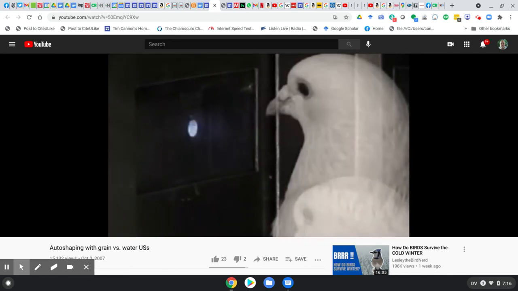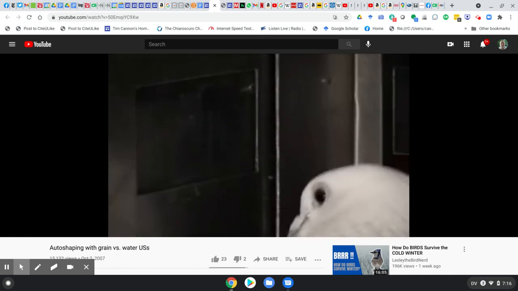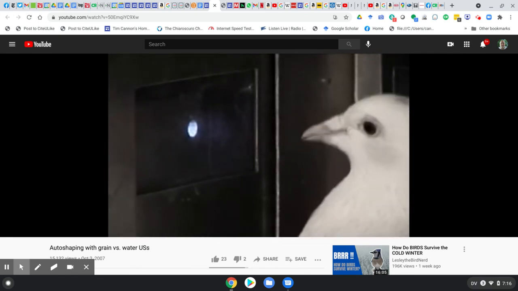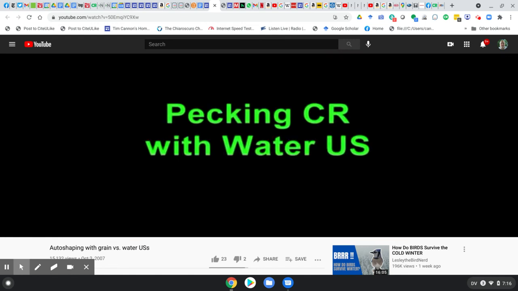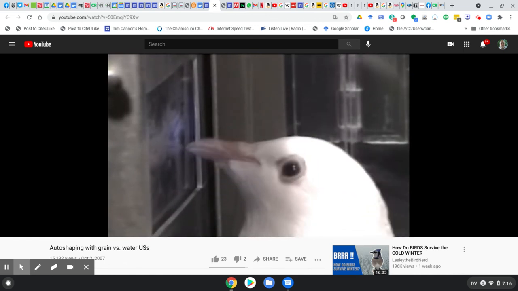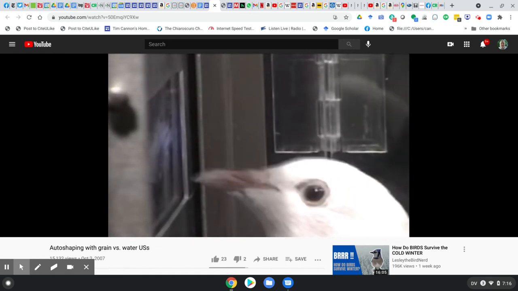Now notice what the animal's doing with its beak. Notice it's open. Slow motion. And now this is a different animal trained for water. Notice she is not gaping with her beak.